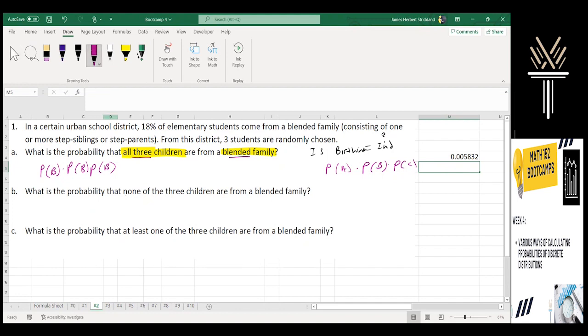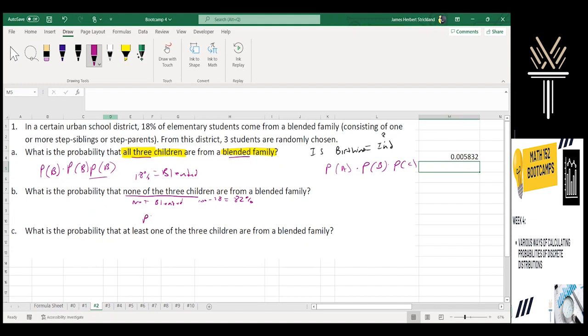Okay. Probability that none of the kids are blended. Well, if 18% is blended, then how much is not blended? Well, since this blended or not blended is binary, since there's only 2 options, if 18% is blended, and all probabilities add to 100, then the remaining amount has to be not blended. And if you did 100 minus 18, you'll find out that's 82%. And so if 18% are blended, then 82% are not blended.